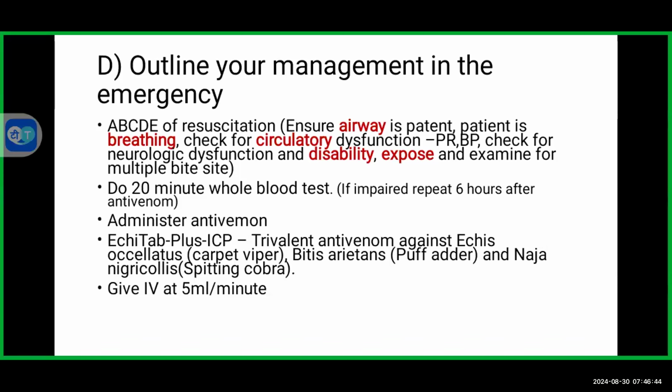If it's impaired, you have to administer the antivenom, and then repeat the test after 6 hours, and if it's still impaired, you can repeat your antivenom. The one that's recommended to be used in this part of the world is the EchiTAb-Plus-ICP, because it's a trivalent antivenom against the most common species in sub-Saharan Africa, talking about Echis ocellatus, Bitis arietans, and Naja nigricollis. It's supposed to be given intravenously and slowly.